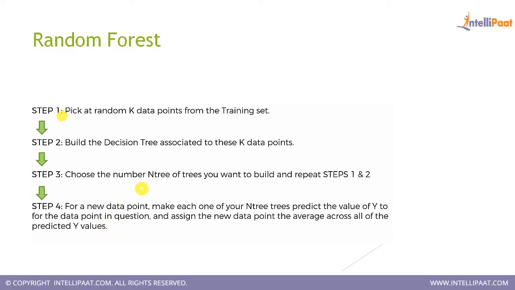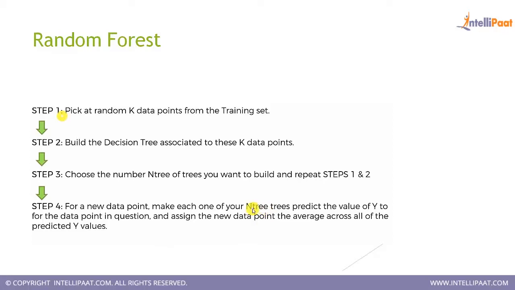Once you have decided the number of trees that you want to grow in the forest, you can repeat these two steps: training the random forest on the training set, and building the decision tree associated with this training set. Once you have done the first three steps, you can make your prediction for any new data point.